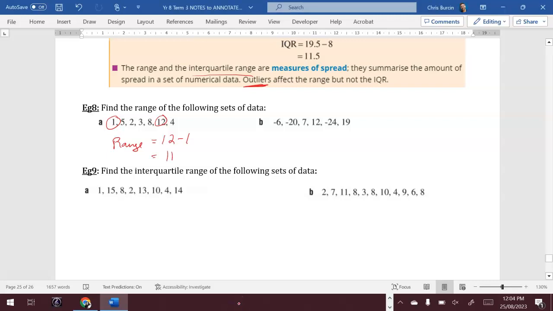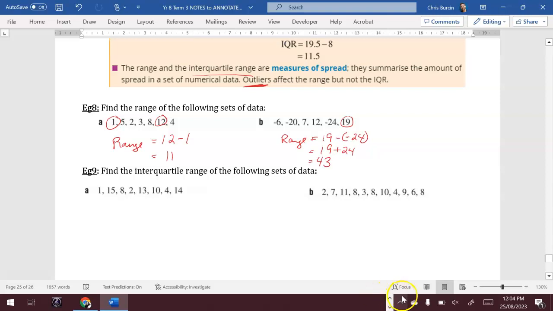This one's got negative numbers. So what's the highest number in data group B? Looks like 19. What's the lowest number? Negative 24. So the range in this case is the difference between 19 and negative 24. So what action am I actually going to do here? Add. Because when you subtract a negative, you create a plus. So 19 plus 24, and that makes sense because on a number line, I'd be going from 19, counting all of the data all the way past 0 to negative 24. And what did you say it was, Olivia? 43. So this range is 43.